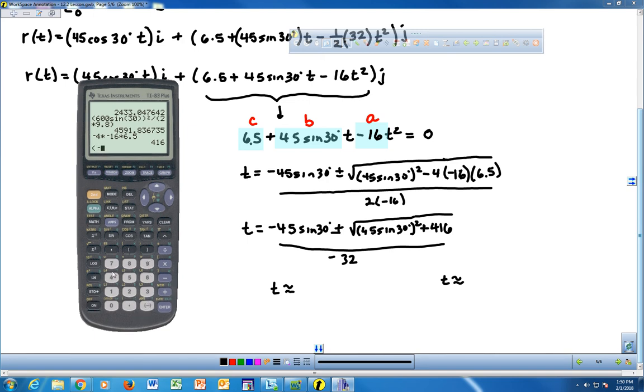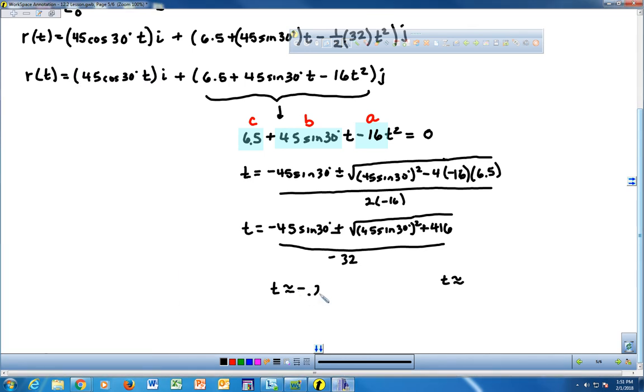So it would be negative 45 sine of 30, and the first one I'm going to do the plus the square root of, then it is going to be 45 sine of 30 degrees squared plus 416, right? And all of that is going to be divided by negative 32. And that gives us negative 0.24 seconds. What do you think that tells us?